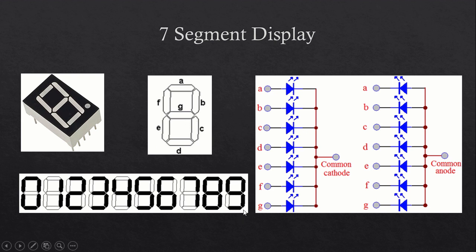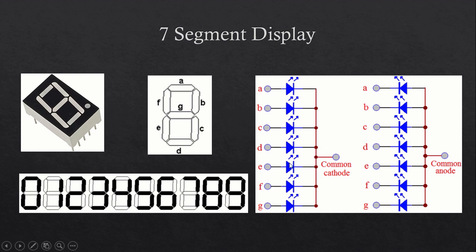7 segment LED displays can be of two types: common anode or common cathode. In the common anode type, a low voltage has to be applied to an LED cathode so that current flows through the diode and that segment illuminates. In the common cathode type, a high voltage has to be applied to an LED anode so that current flows through the diode and that segment illuminates.